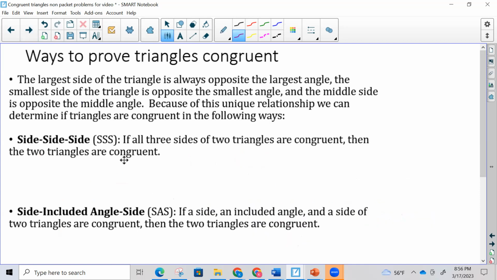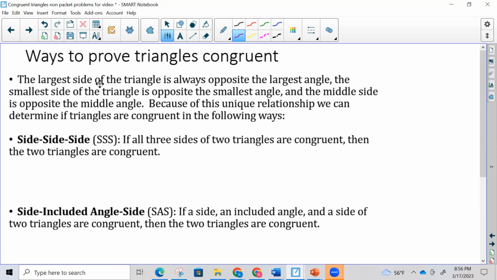Now, we don't really have to know the 3 angle measures and the 3 side measures. We don't have to know that all of those are congruent in both triangles. We actually only really need 3 pieces of information. And if we have a certain set of 3 pieces of information, it's enough information to prove the 2 triangles congruent. And so there are 5 ways we can prove triangles congruent.